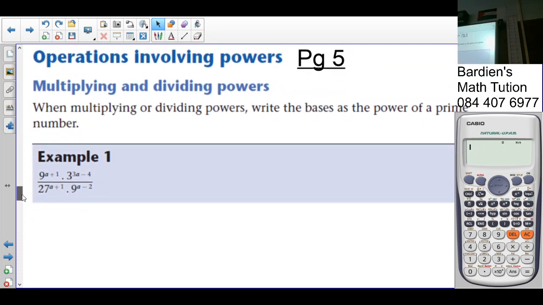Now we're looking at operations involving powers, multiplying and dividing. Now you write a new subheading there.